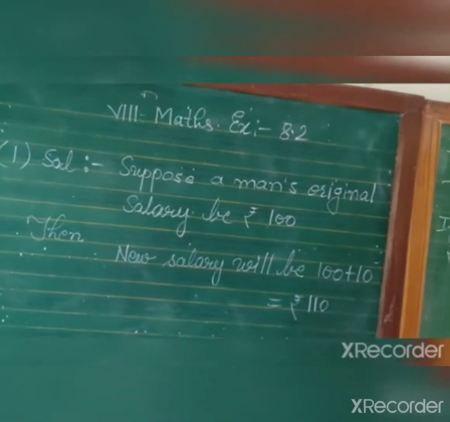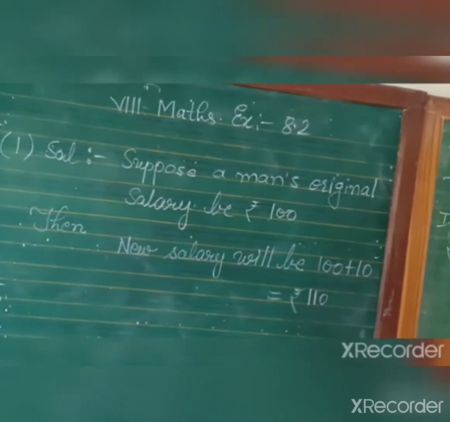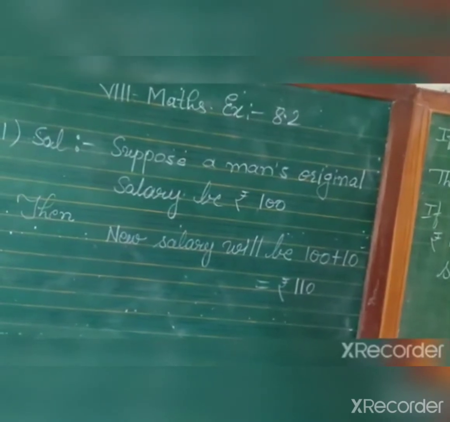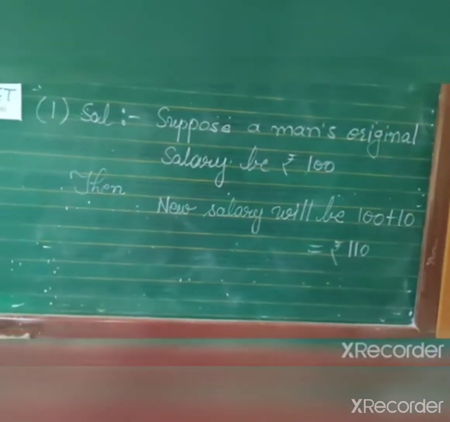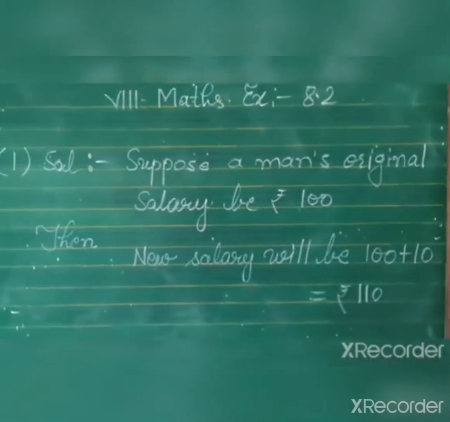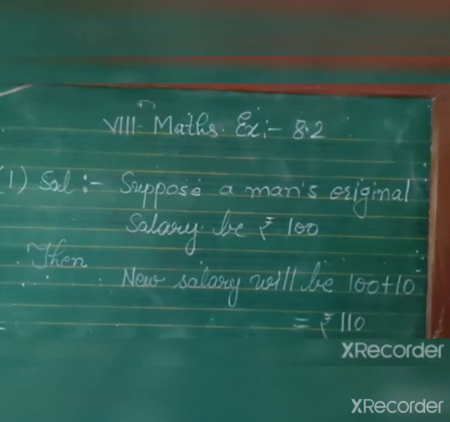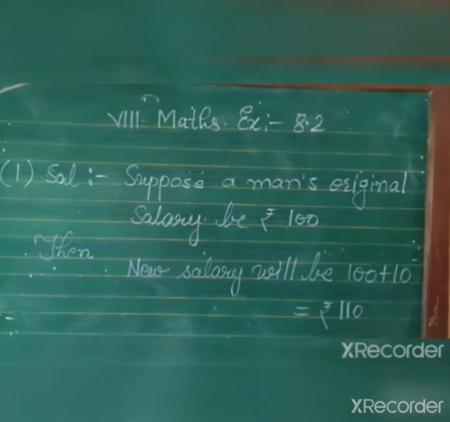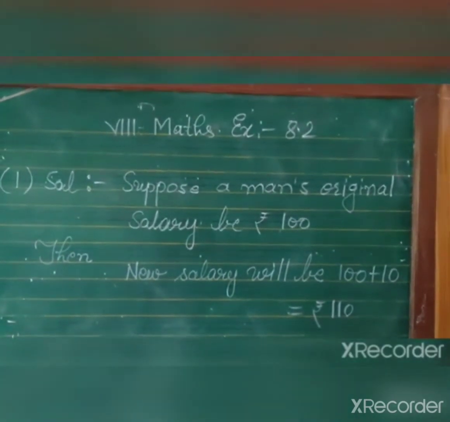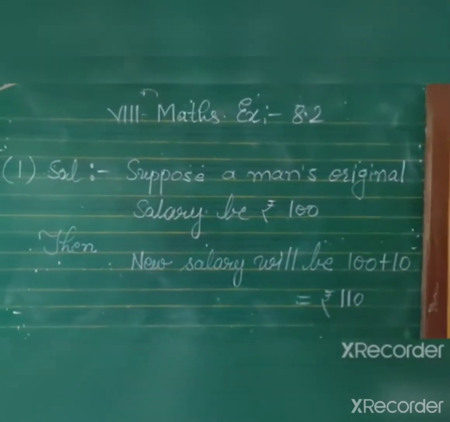A man got a 10% increase in his salary. If his new salary is 1,54,000 per month, find his original salary. So we have to calculate the original salary. You can see here, suppose the man's original salary is rupees 100. On the 10% increase he is getting, 10% of 100 is definitely 10 rupees. Then the person's new salary will be 110, that is 100 plus 10.